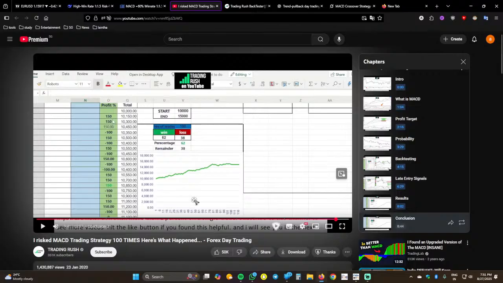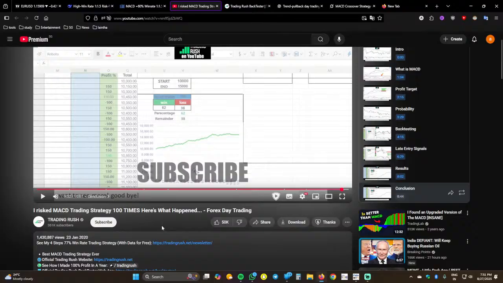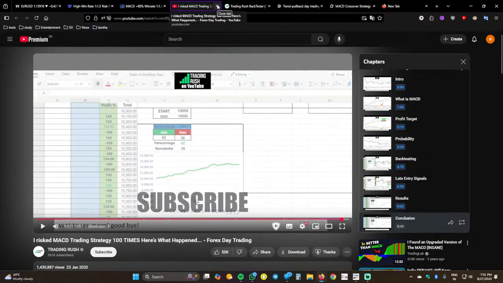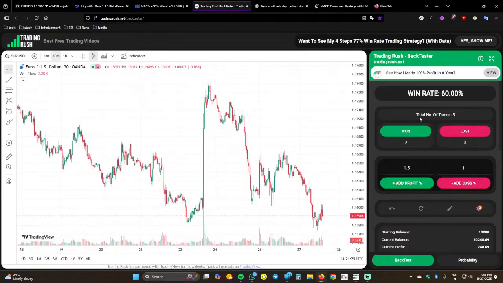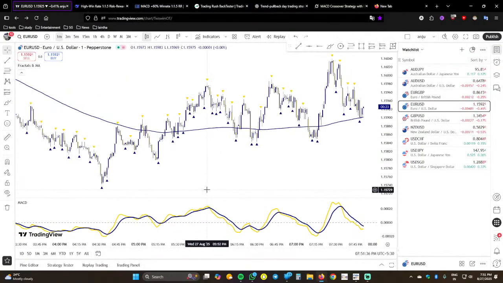So he was risking around 1% and making 1.5% if he won. He was risking 1%, and yeah, he made pretty decent profits. So this strategy really did work for him. What we are going to do is use this tool which tradingrush.net has created, and we will be going back to our TradingView platform and then backtesting everything.